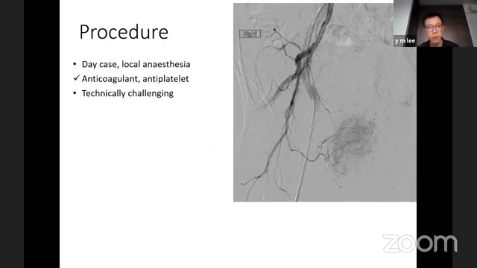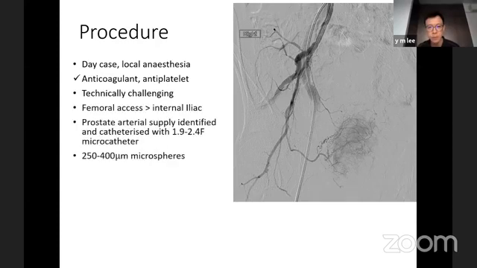So first of all, a bit of the procedure. It is done as a day case procedure under local anesthesia. And if the patient is on any anticoagulation or antiplatelet agents, they do not need to be stopped, especially if the indication for these medications are very imperative. However, in certain cases, if it's possible, it is of course safer to stop them. It has to be emphasized that it's actually technically challenging.